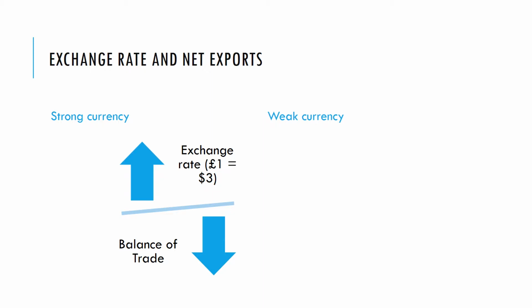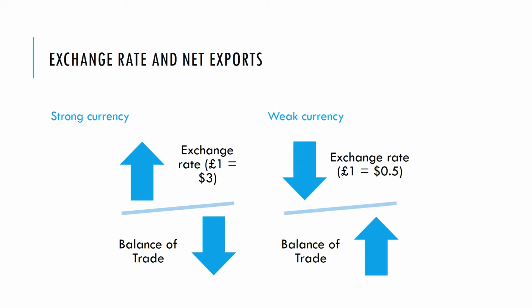On the flip side, a weak currency, WIPIDEC, might be the phrase we might use. If the exchange rate got weaker, so £1 only bought 50 cents or half a dollar, then we'd expect an improvement in the balance of trade. More exports because they're cheaper, fewer imports because they're more expensive.